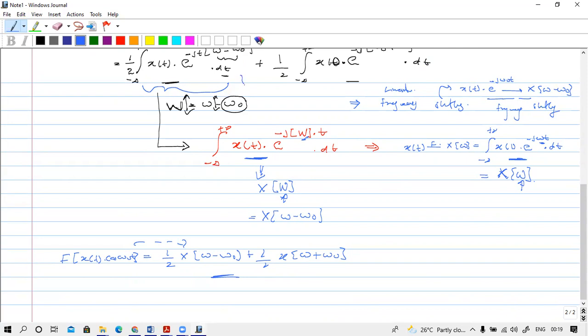Actually, in this part, from here to here, we proved the frequency shifting property also. So if you can remember it.